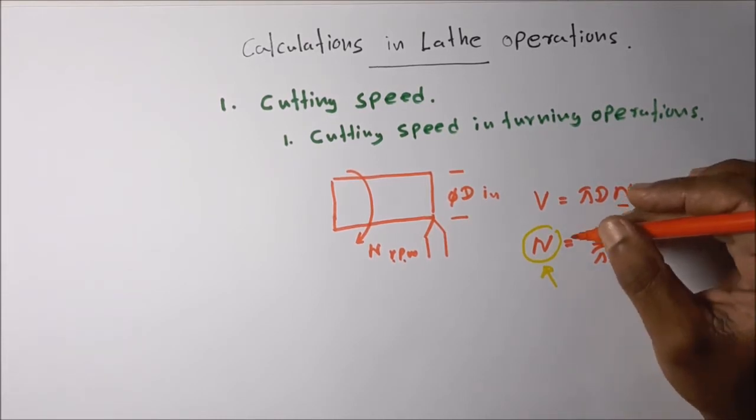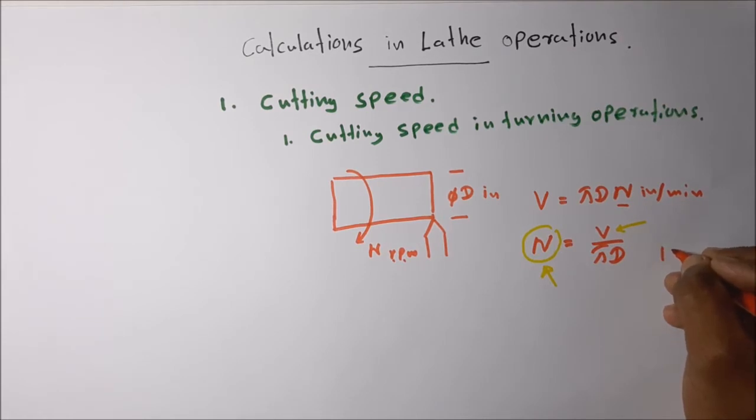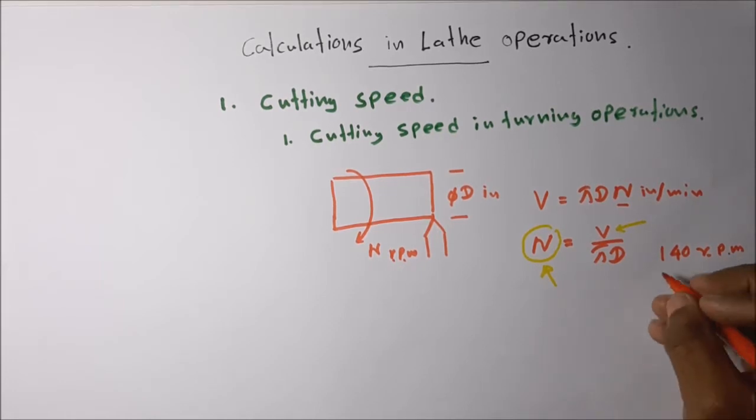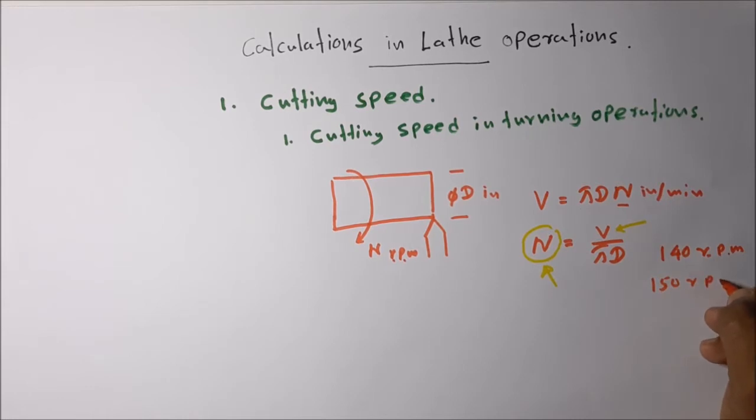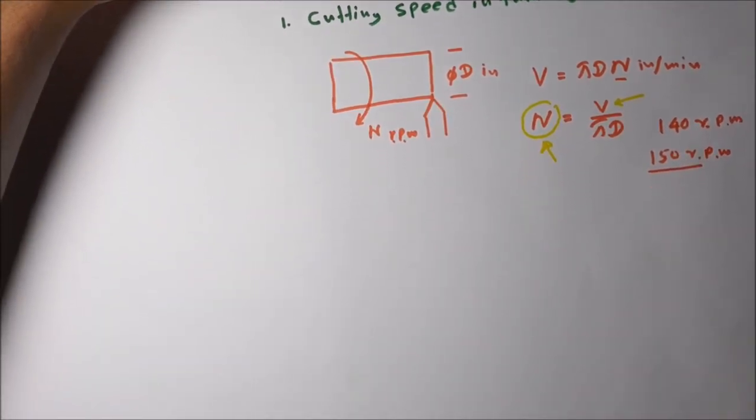But in some situations, the exact N values we can't obtain because only a few gear positions are available. For example, if you get 140 RPM from this calculation, but our machine is not capable of producing 140 RPM, take the closer value. The 150 is available. Take 150 RPM for the spindle. That's okay. Take the closest value for your machine operations. That is important. Then next cutting speed calculation we are going to do for the facing operation.